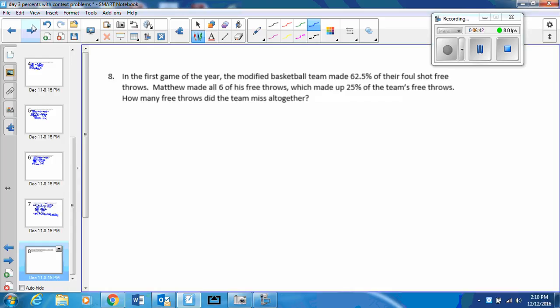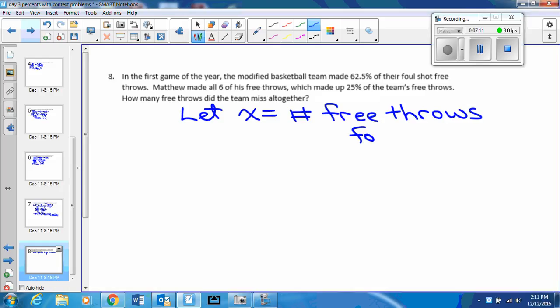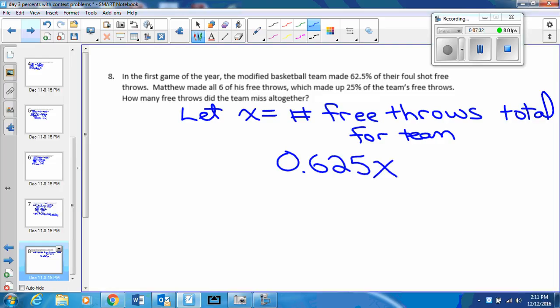Our last example, in the first game of the year, the modified basketball team made 62.5% of their free throws. Matthew made all 6 of his free throws, which made up 25% of the team's free throws. How many free throws did the team miss altogether? So first let's figure out the number of free throws total for the whole team. Okay, they made 62.5%. So as a decimal, that is 0.625 of their total. And then they tell us that of that amount, Matthew made 25%, so 0.25 times that, and that has to equal 6.